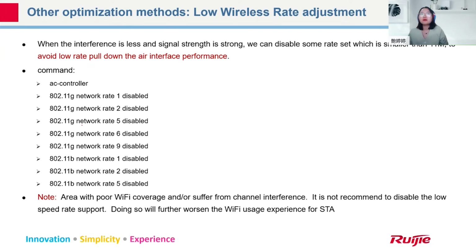interface performance, because maybe about these protocols we will send some control message to the air interface, and then your air interface has lots of work to deal with this message. Then the speed also will have an influence. So we can use the command on the AC controller and disable all the speed. And pay attention, in an area with poor Wi-Fi coverage or suffering from channel interference, it is not recommended to disable the lowest speed rate supported.